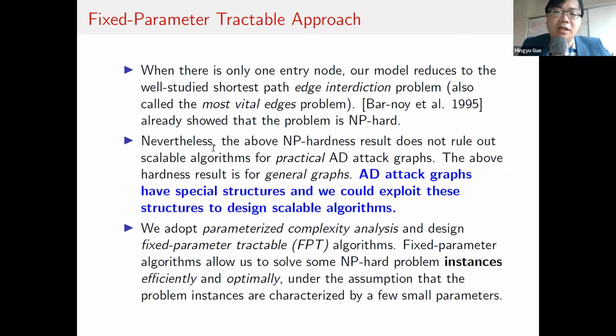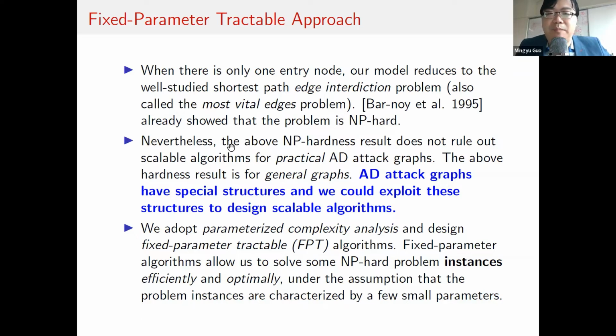Okay. So now it turns out that this problem is computationally difficult. Even if there's only one entry node, our model reduces to the well-studied shortest path edge interdiction problem, also called the most vital edges problem. And that was proven as early as 1995. So this is an NP-hard problem. So it's NP-hard to figure out the optimal edges to block.